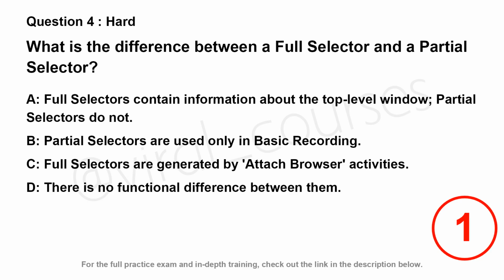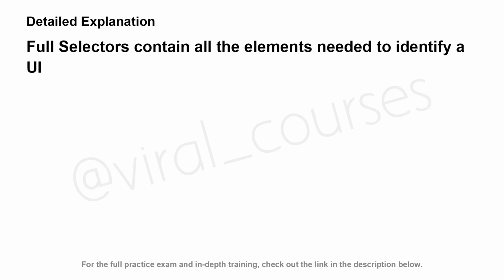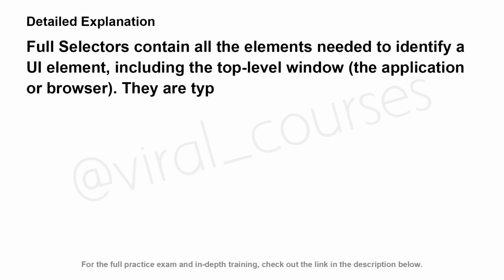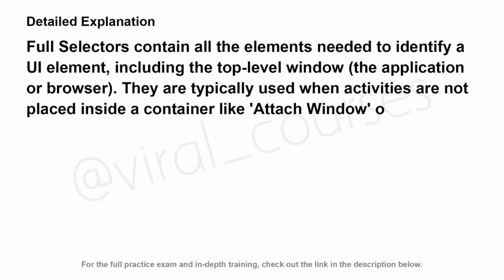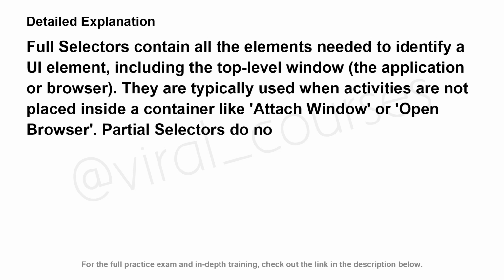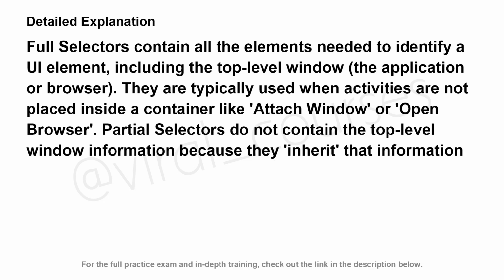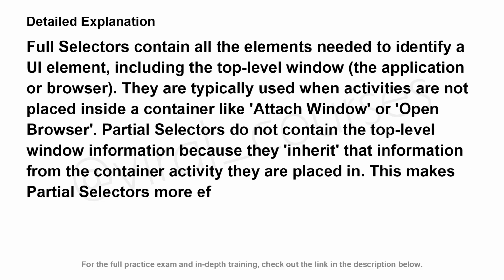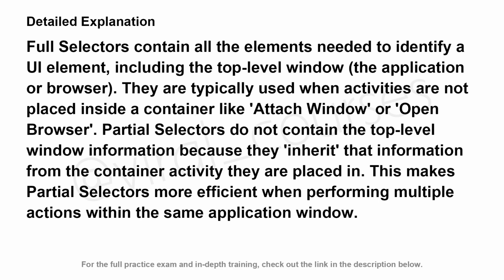The correct answer is A. Full selectors contain all the elements needed to identify a UI element, including the top-level window, the application or browser. They are typically used when activities are not placed inside a container like attach window or open browser. Partial selectors do not contain the top-level window information because they inherit that information from the container activity they are placed in. This makes partial selectors more efficient when performing multiple actions within the same application window.